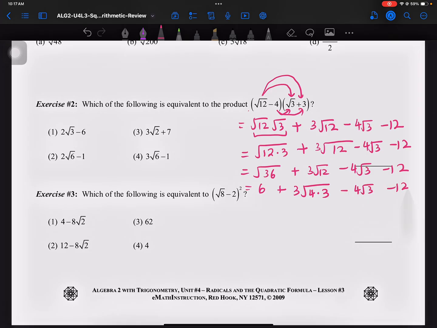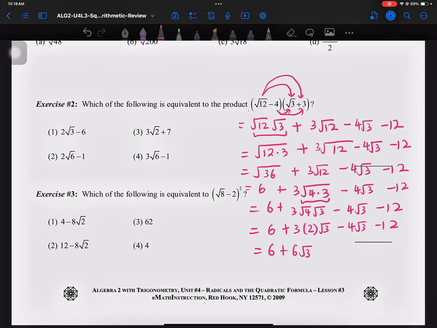So here we can split this into 2. √4 times √3, minus 4√3 minus 12. Okay, here is 6 plus 3 times 2. √4 is 2. √3 minus 4√3 minus 12. So it becomes 6 plus 6√3 minus 4√3 minus 12.